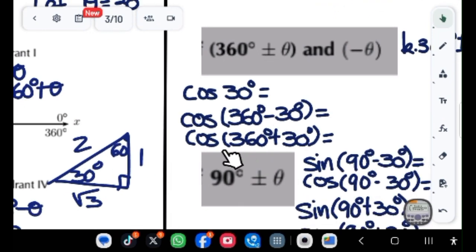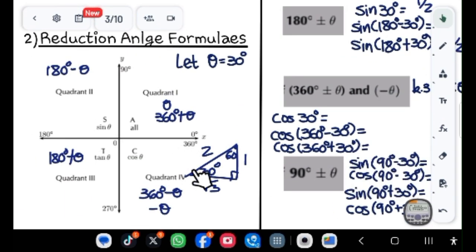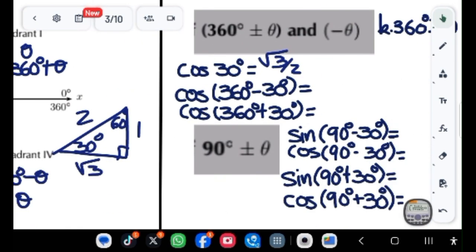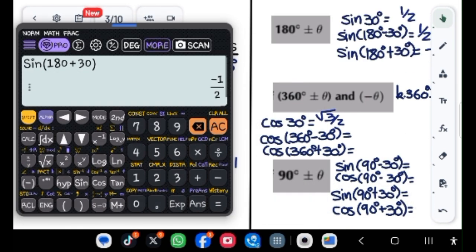For example, cos of 360 plus 30 will land us back in the first quadrant, which will be exactly the same as the cos of 30. What is the cos of 30? Cos of 30 is adjacent over hypotenuse, which is the square root of 3 over 2. Let's calculate the cos of 360 plus 30 degrees, and you will see for yourself that indeed this is correct across the board.